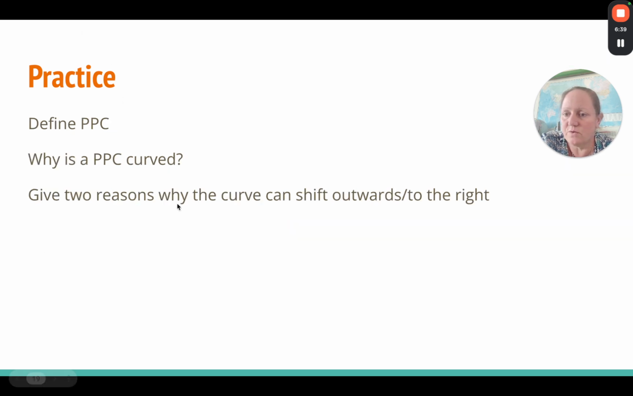Okay, so you had to do a practice exercise on the worksheet. I recommend you go and do this. It asks you to define a PPC and explain in your own words why a PPC is curved, and give 2 reasons why it can shift outwards. The 2 reasons you should be writing down are technology and resources. Technology increases or resources increase, and this shifts your curve out to the right.